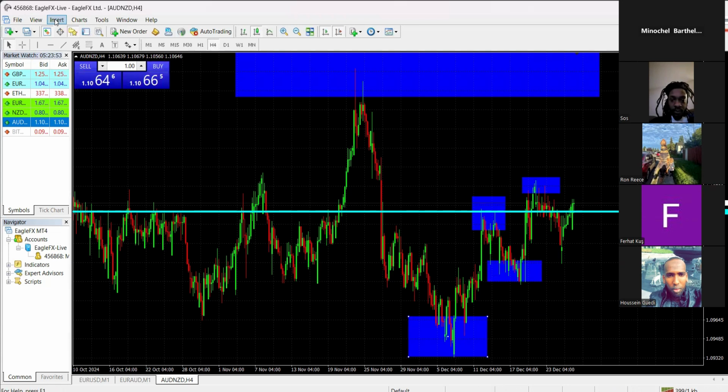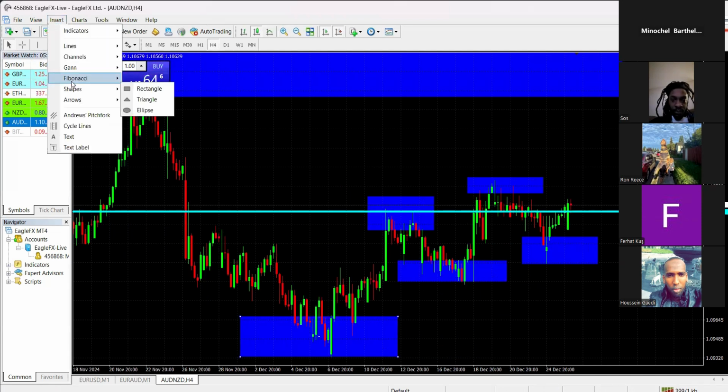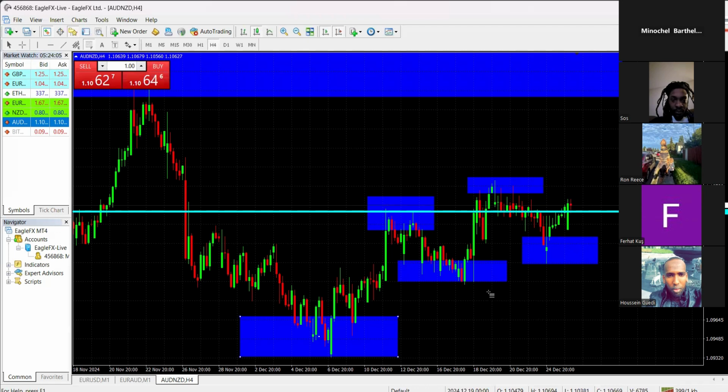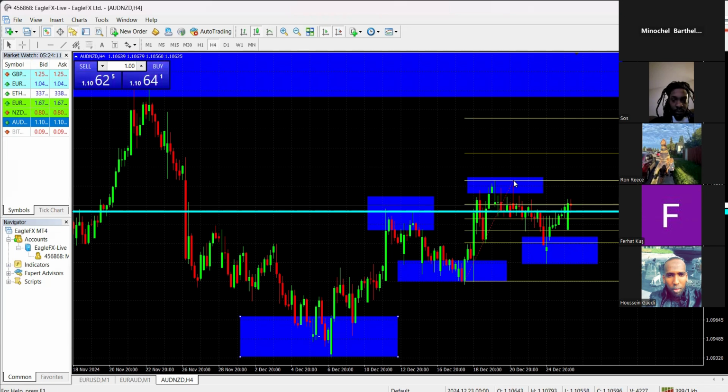Then again, this is a day trade, right? It went all the way down to give you a higher low. And this is why we're currently in AUD and ZD right now. So I grabbed my fib again, same thing I did last week, from the most recent higher low to the most recent higher high.